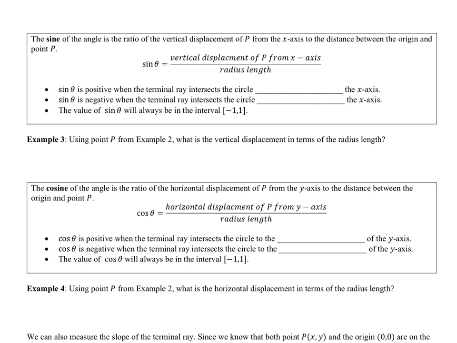The first ratio we're going to have today is the ratio of sine. The sine of an angle is the ratio of the vertical displacement of P from the x-axis to the distance between the origin and the point P, aka the radius length. This is one of the formulas I'm going to need you to memorize. Sine of theta is equal to the vertical displacement of P from the x-axis divided by the radius length.